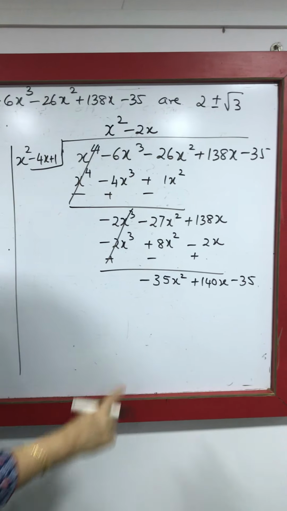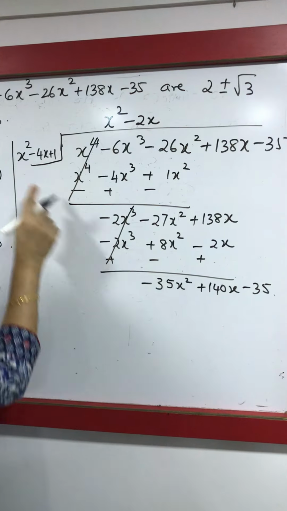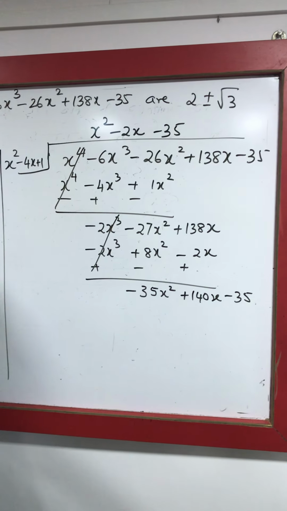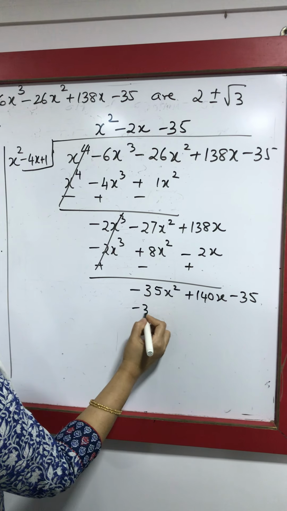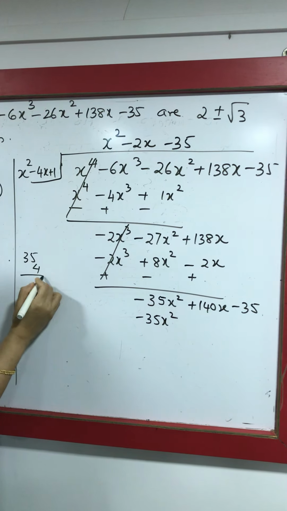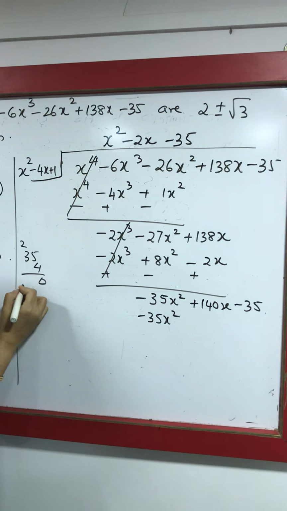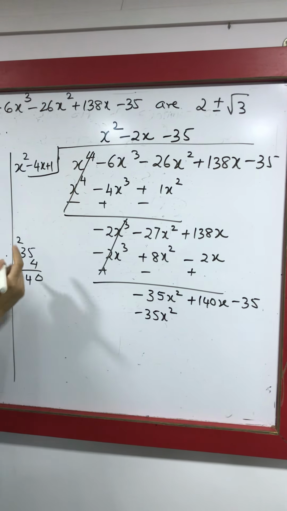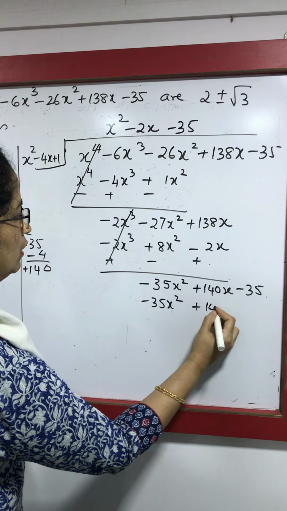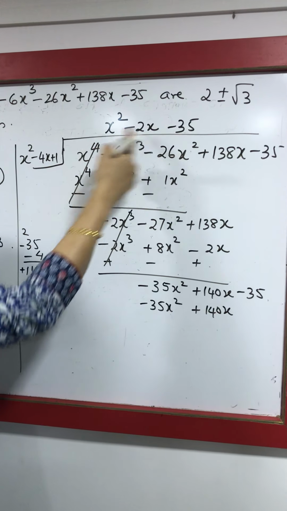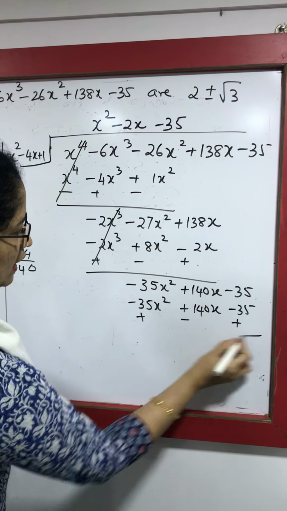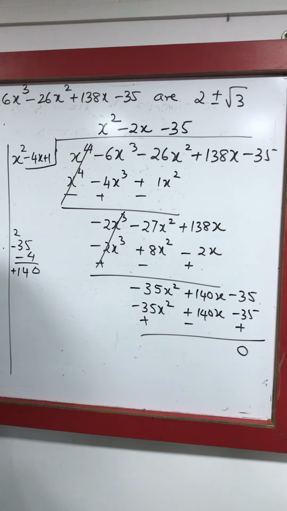To solve further, we divide minus 35x square by x square, and that is minus 35, which is the last term of the quotient. So we have minus 35x square, 35 into 4 is 140. Both are negative, so the product is positive. So 140x, and negative 35 into 1 is negative 35. Change sign and remainder 0.